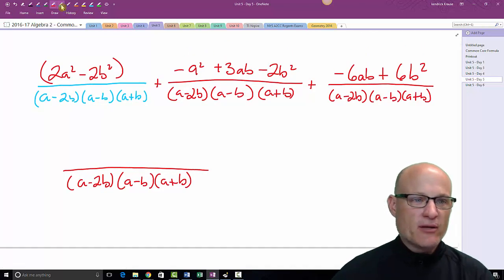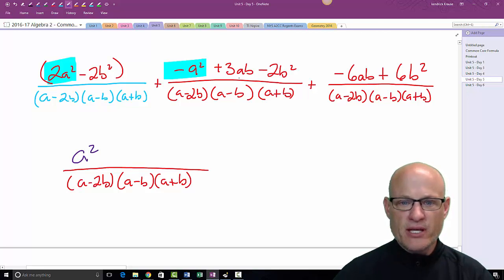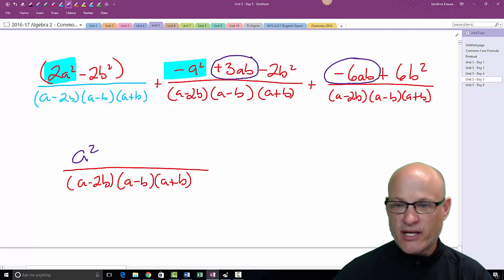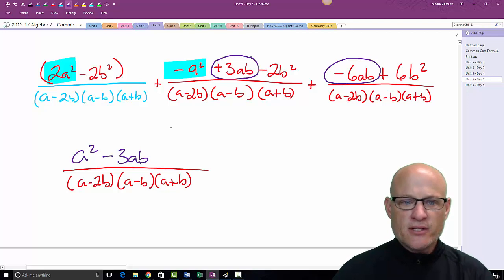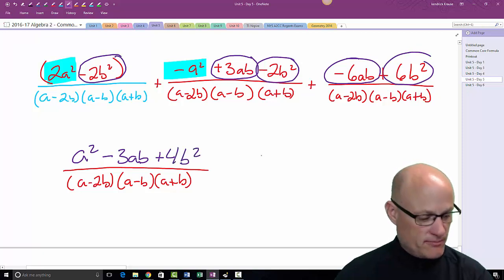So let's see what we've got here. We've got 2a squared minus a squared, so that gives me just a squared. Now let's do the ABs. I've got 3ab and minus 6ab, so that's minus 3ab. And I've got negative 2b squared, negative 2b squared. That's negative 4b squared. And 6b squared, so that's positive 4b squared.